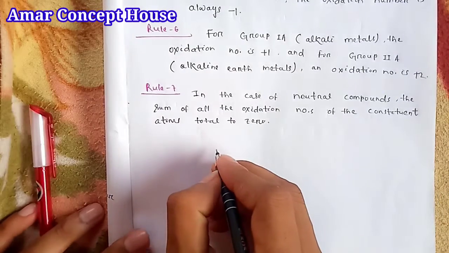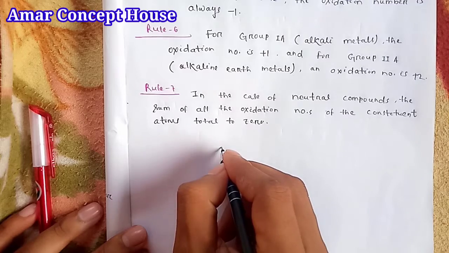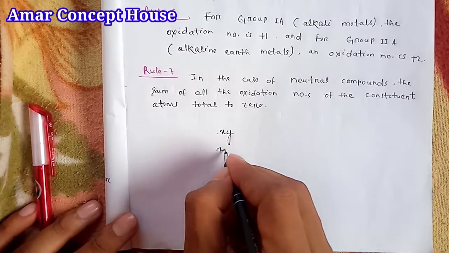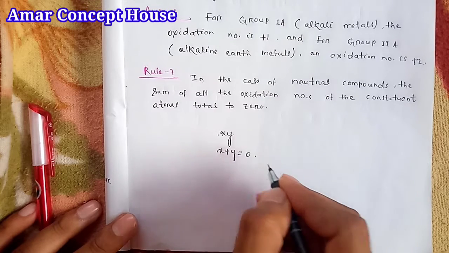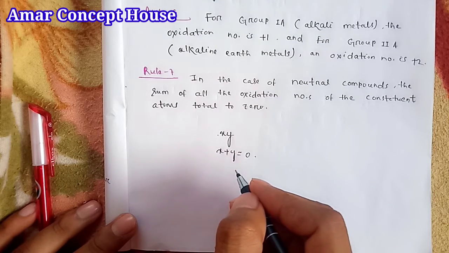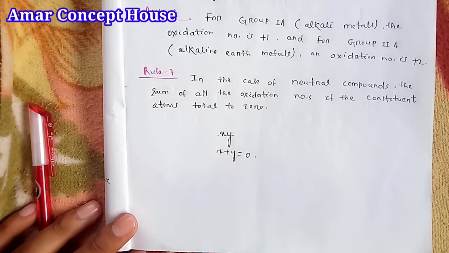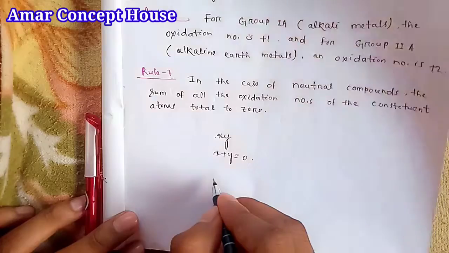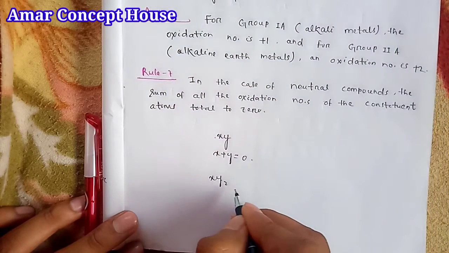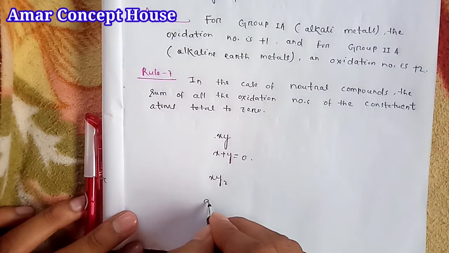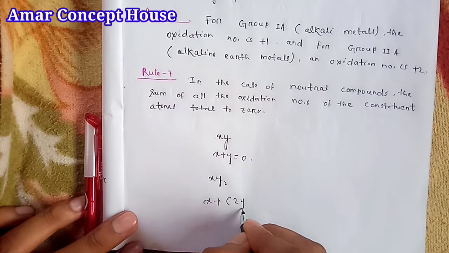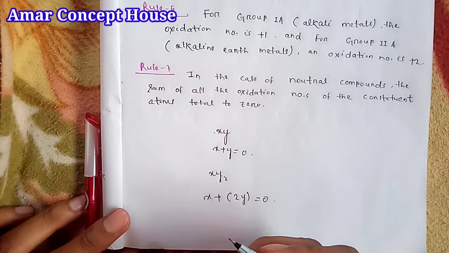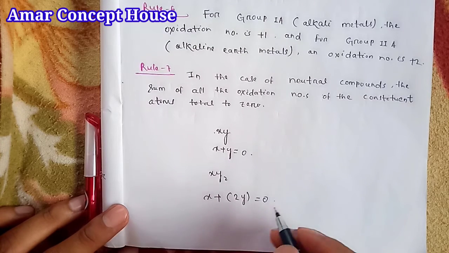Suppose you are finding the oxidation number of X atom in an XY molecule. Then rule number 7 says you have to write X plus Y equals 0. Similarly, if you are finding the oxidation number of X in an XY2 molecule, then you have to write X plus 2 into Y equals 0, because these are neutral molecules which have no formal charge.